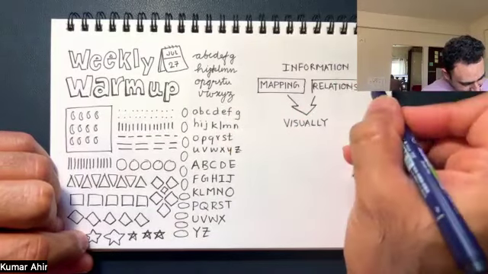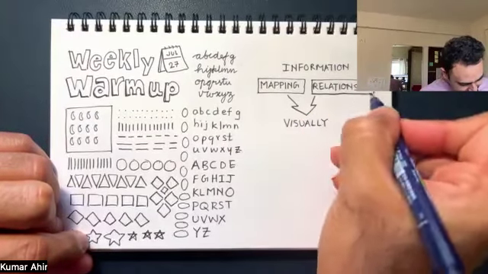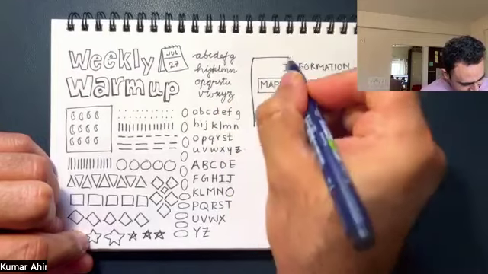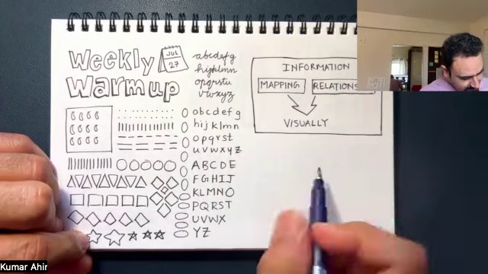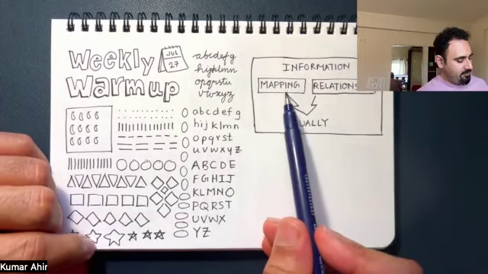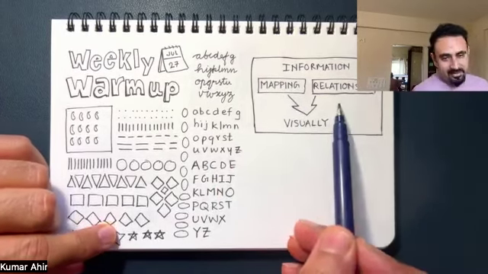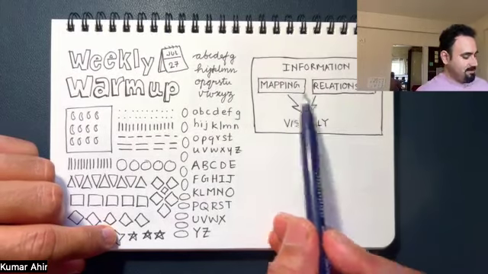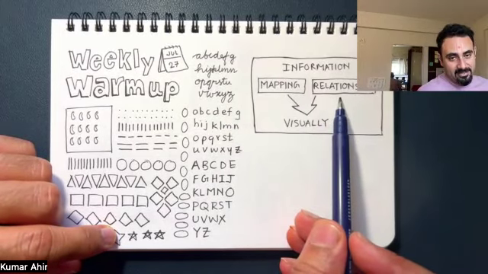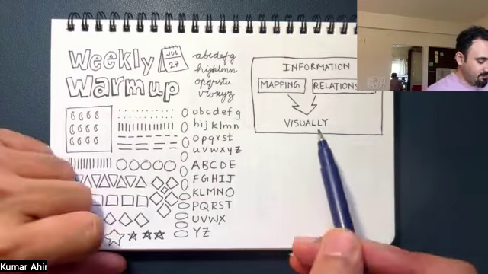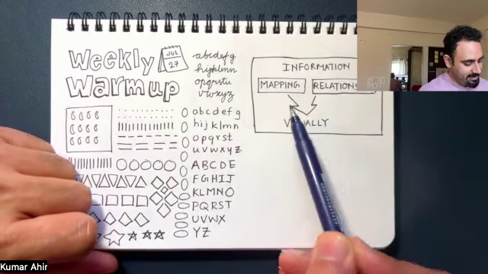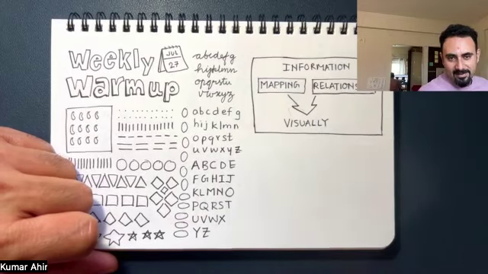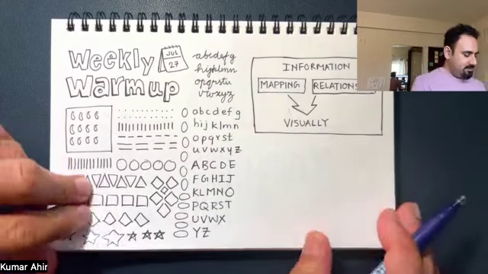Right, so the topic actually gets covered in this sketch note itself, wherein I have three different pieces of information. One is mapping, another term is relationship, and third one is visually. And they are placed next to each other, and I've shown some relation between them.